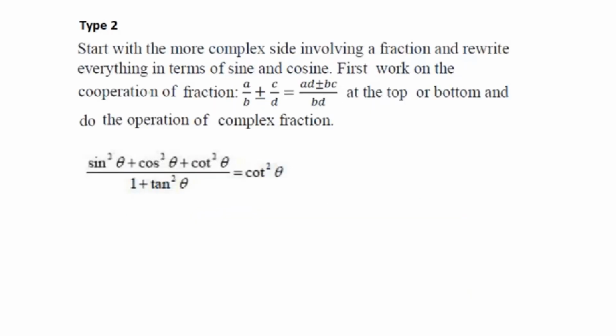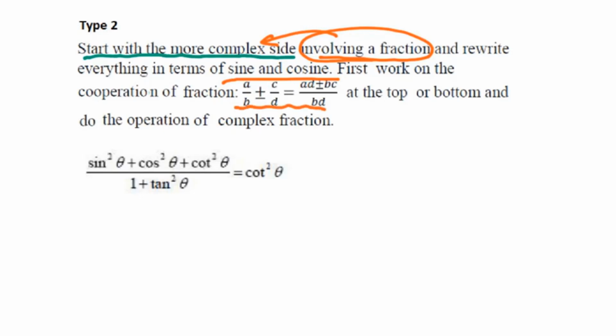Now let's look at type 2. You always remember, start with the more complex side. Involving a fraction normally means the complex side. Then rewrite everything in terms of sine and cosine. Then if you have a fraction operation, work on that. After you get a clear division line, you can do the operation of a complex fraction.